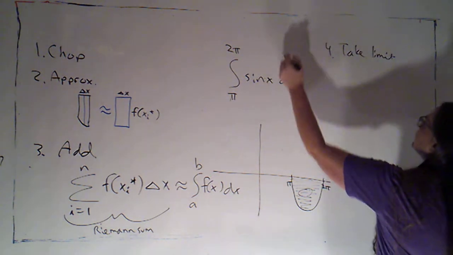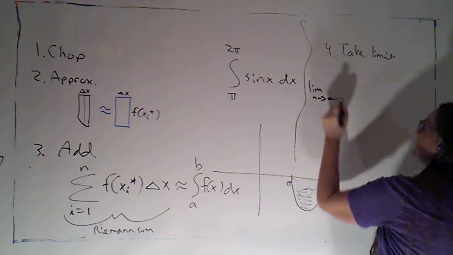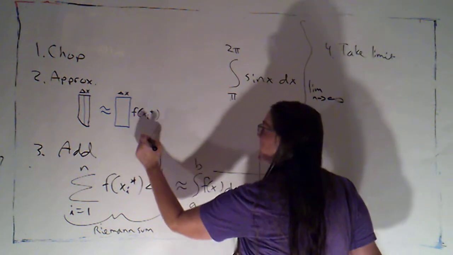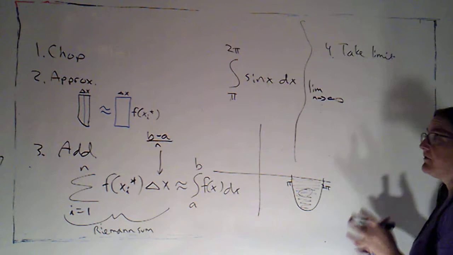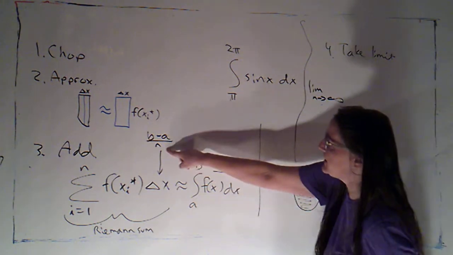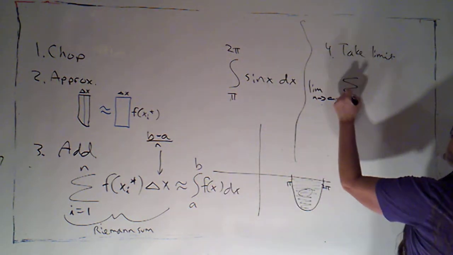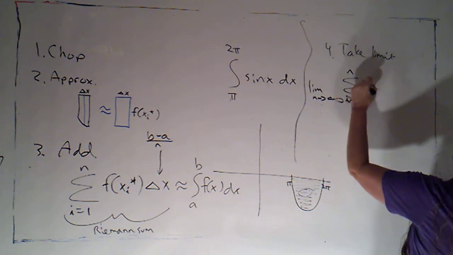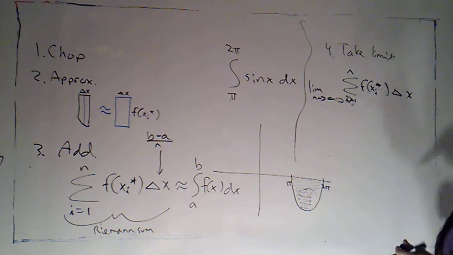So we'll say the limit as n goes to infinity, and assuming that I've used a regular partition, so that this is just b minus a over n, that's the length of the interval that we have. If n goes to infinity, that base is going to be going to 0, of the sum as i goes from 1 to n, f of x_i star delta x.